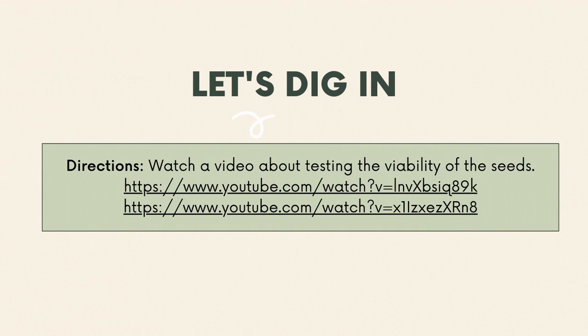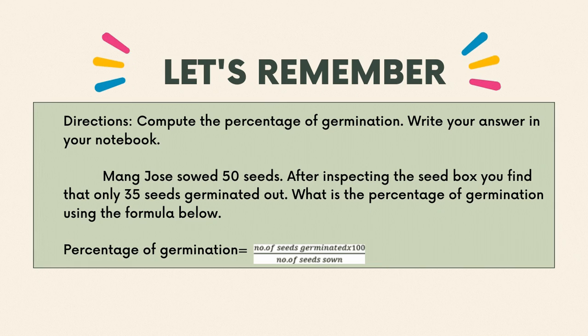Now, let's watch a video about testing the viability of the seeds. Done? Now let's have an activity. Compute the percentage of germination. Write your answer in your notebook. Mang Jose sowed 50 seeds. After inspecting the seed box, you find that only 35 seeds germinated. What is the percentage of germination using the formula below? Percentage of germination is equal to number of seeds germinated times 100 over number of seeds sown.